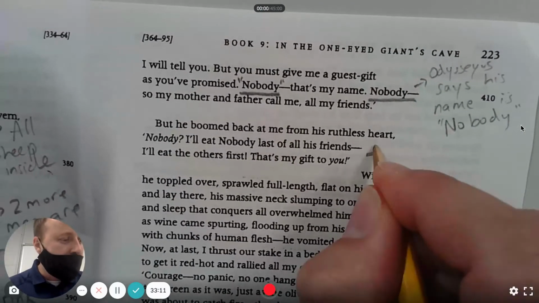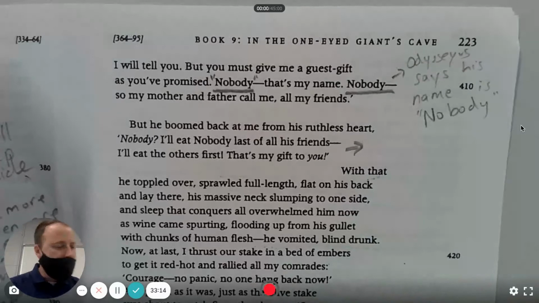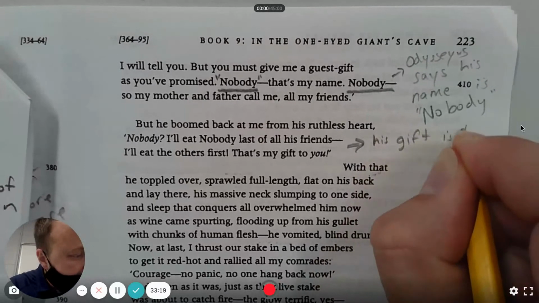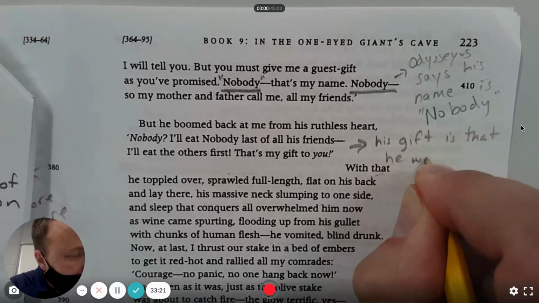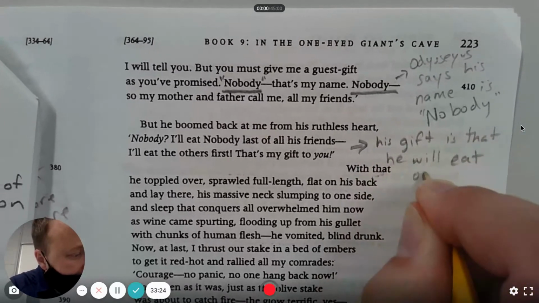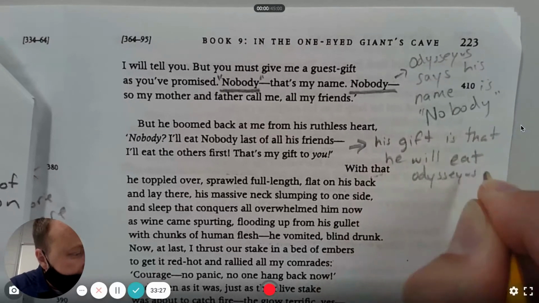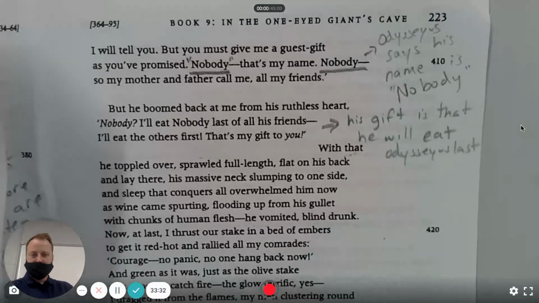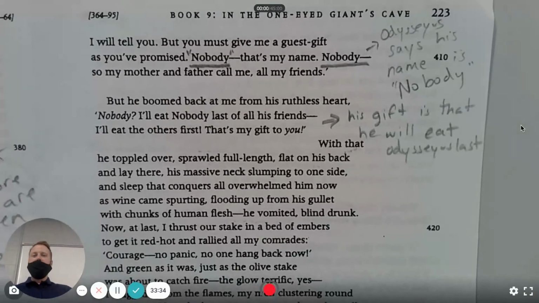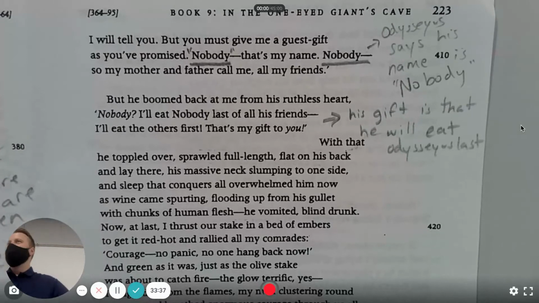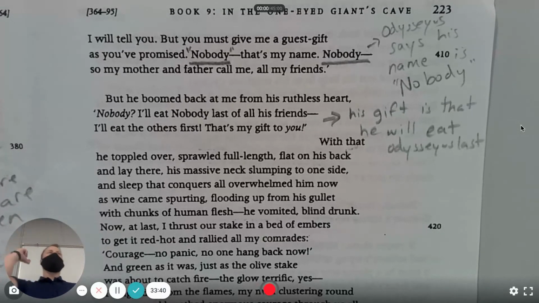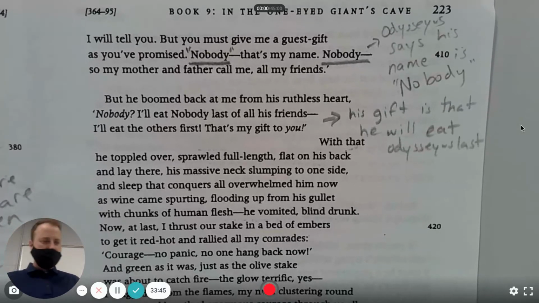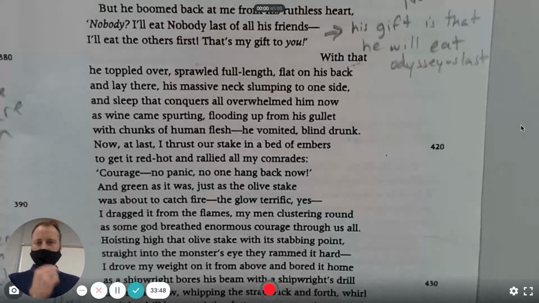So the Cyclops kind of springs his trick on him, and his gift is that he will eat Odysseus last, okay? So it's kind of that terrible trick that the Cyclops plays, and says, I'll eat you last, and that's my gift to you, is that you're going to watch all your friends suffer and die. It's kind of this evil thing that he's doing.